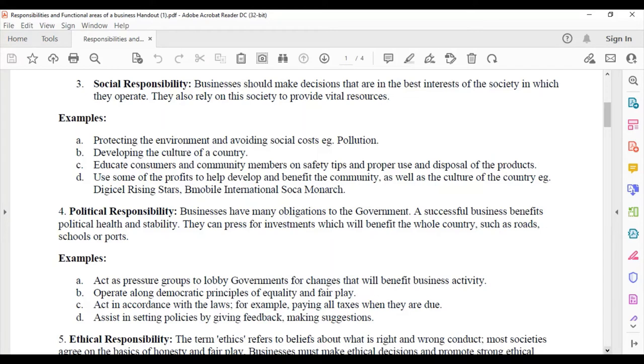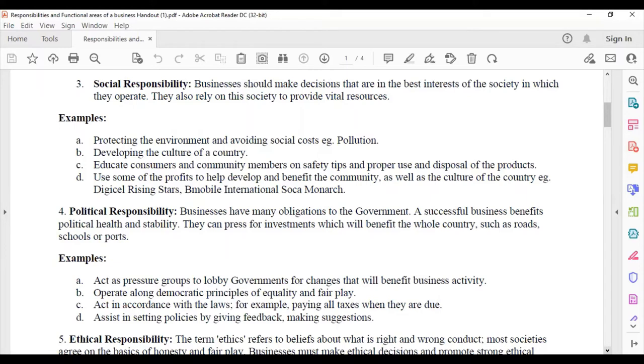So you would see a lot of businesses getting involved in social activities, or they would have sports day where they would have different communities come out and participate, right? So these are some of the activities that businesses will engage in to keep the culture of the country alive. Educate consumers and community members on the safety tips and proper use and disposal of products.